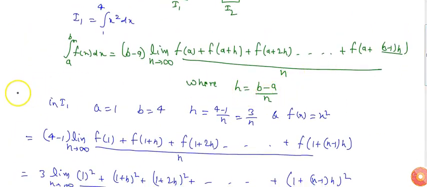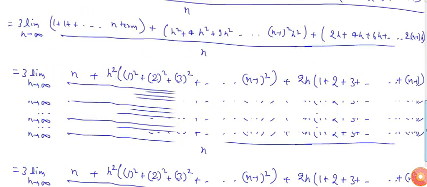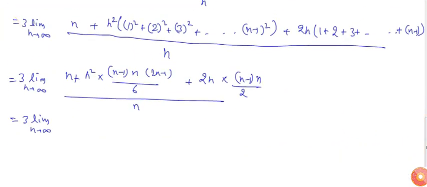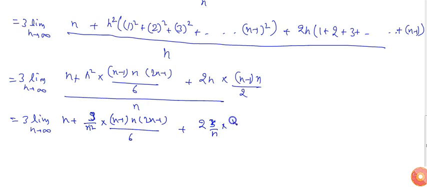If I put the value of h, from here we have h equals 3 by n. So if I put it in the limit, I'll get n plus 9 by n square into (n minus 1) and (2n minus 1) by 6 plus 2 times 3 by n into (n minus 1) n by 2, divided by n.